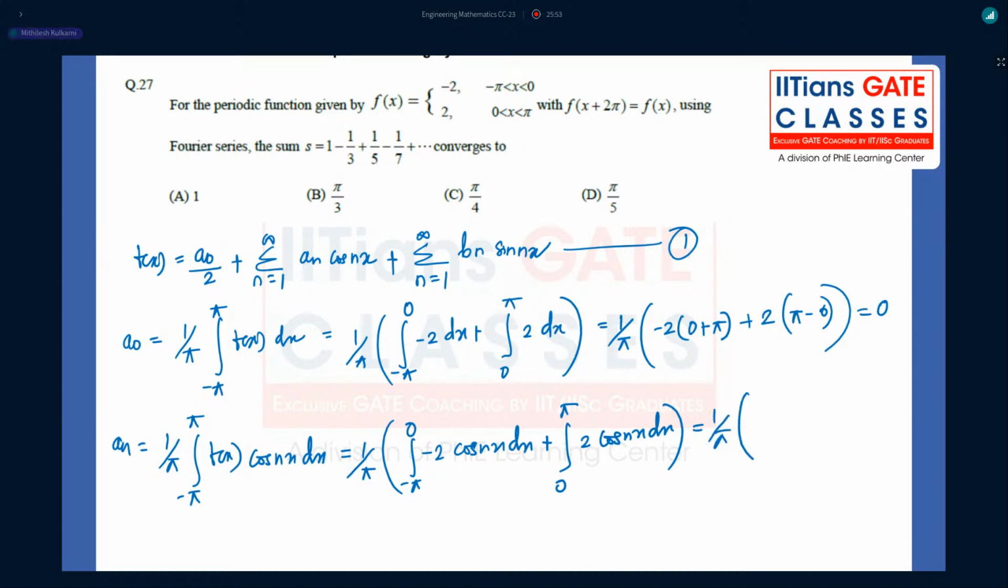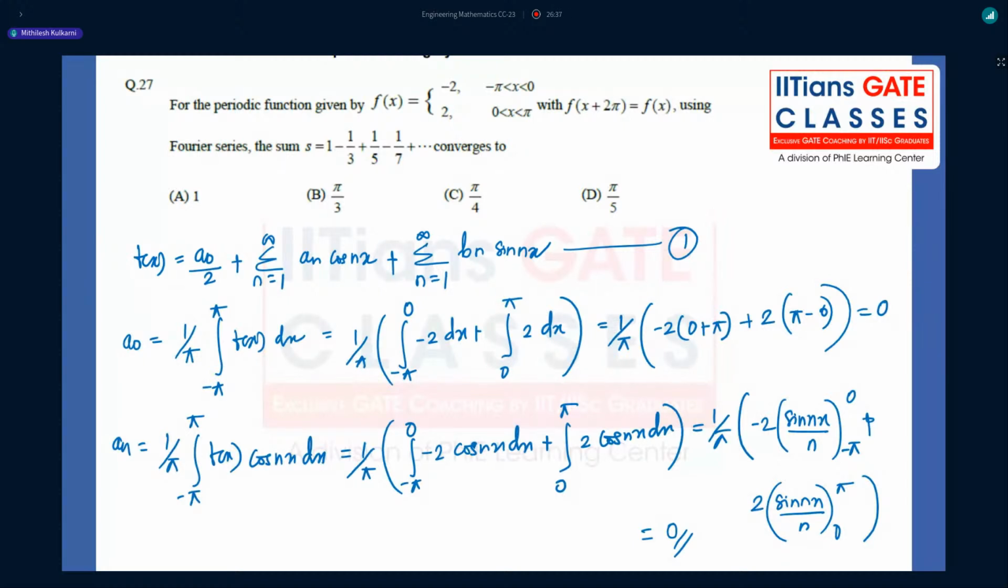So let's integrate it. Minus 2 as it is. Integration of cos of nx is sine of nx divided by n. Limit is minus pi to 0 plus 2 times sine of nx by n. Limit is 0 to pi. We know that sine 0 is 0 and sine of n pi is also 0. So ultimately an value is also 0 because sine 0 is 0 and sine of n pi is also 0. So a0 and an are 0.